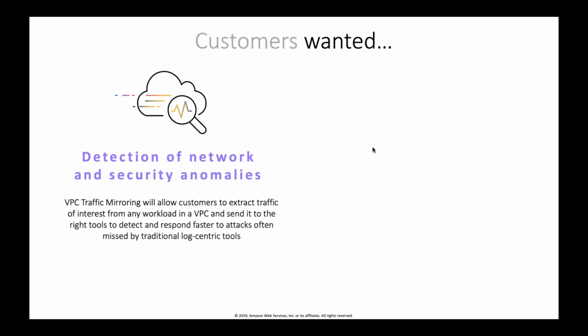So why did we build traffic mirroring? Our customers have been asking for this feature for quite some time, and what they want is an easy way to detect network anomalies or security anomalies. They want to keep an eye out on unusual traffic patterns so that they can figure out if they are under attack, or they want to look at the content of the traffic so that they can figure out if a workload is compromised in their infrastructure.